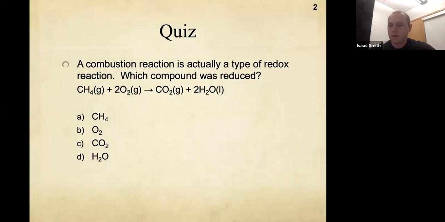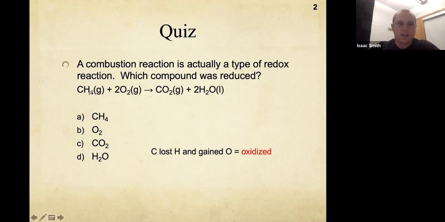Okay, so hopefully you paused that video and tried this out on your own. So this is a combustion reaction, which is actually a type of redox reaction. This reaction here is a combustion reaction. Combustion would be something combined with oxygen, gives you carbon dioxide and water, right? Generally, these are just hydrocarbons. Okay. So which compound was reduced?